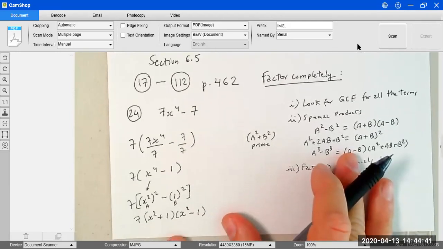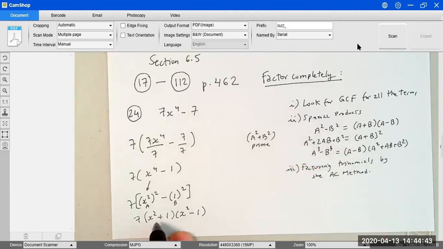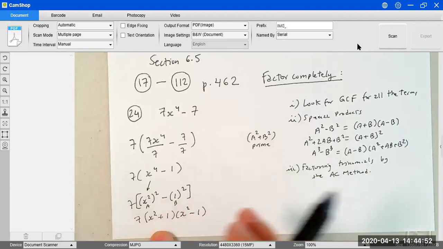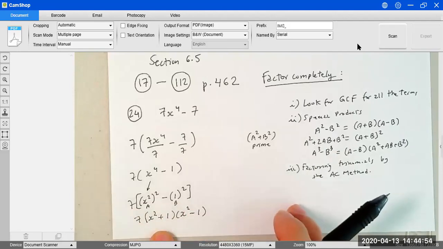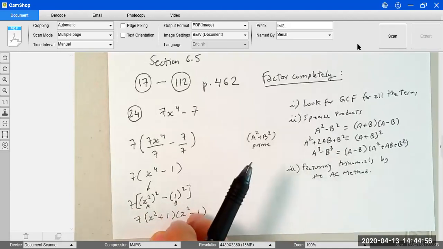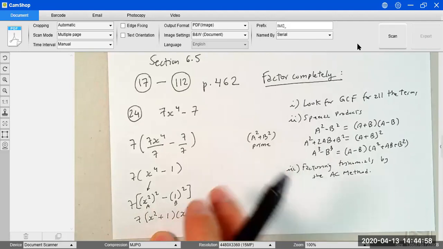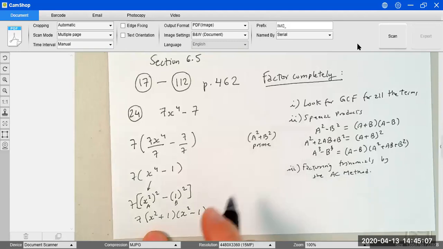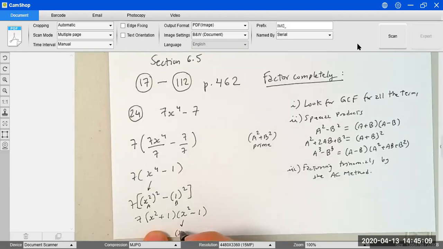Now, again, the sum of two perfect squares cannot be factored, but the difference of two perfect squares can be factored. So if I give this answer in my exam, and you're going to find this choice there, it's a multiple choice exam, so you're going to have this answer as a possible answer. If you click here, you're going to get it wrong. So you need to continue until you cannot further factor. So in this case, this is x squared minus 1 squared.